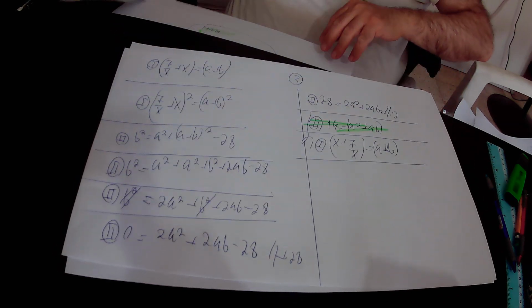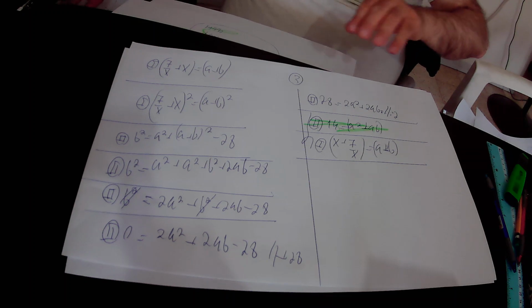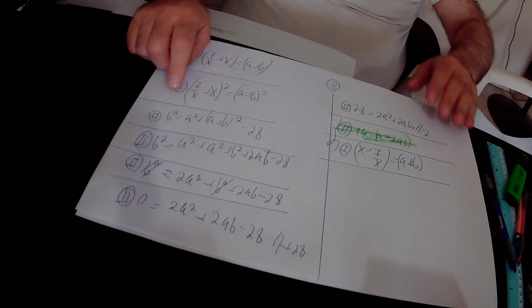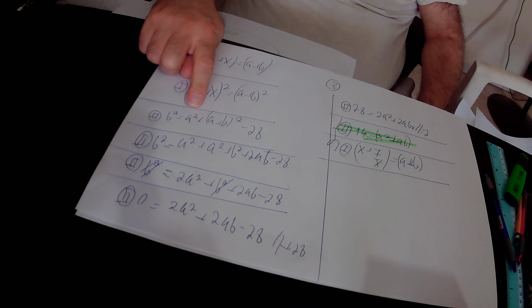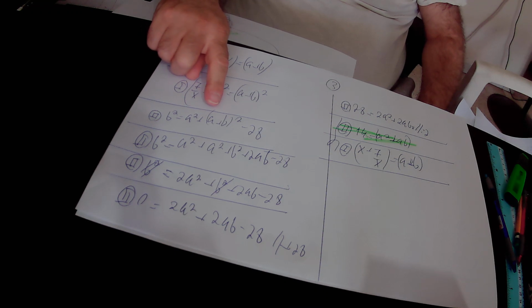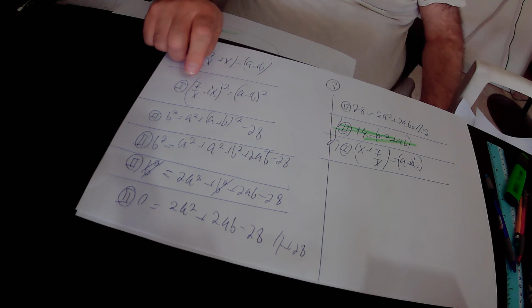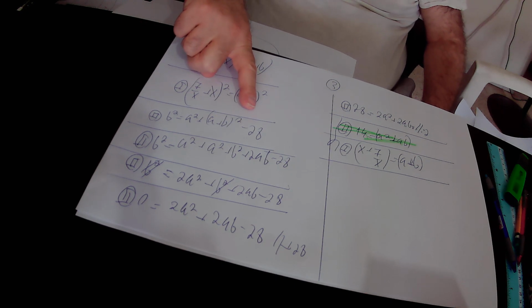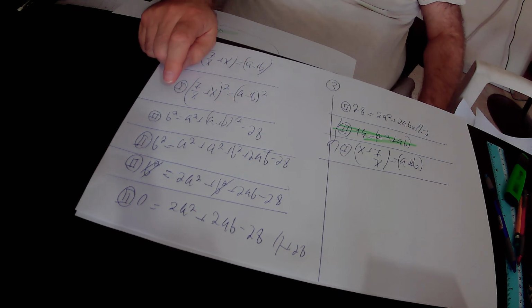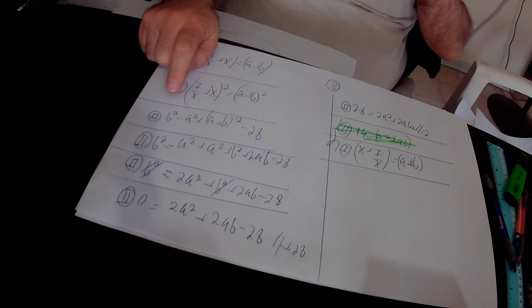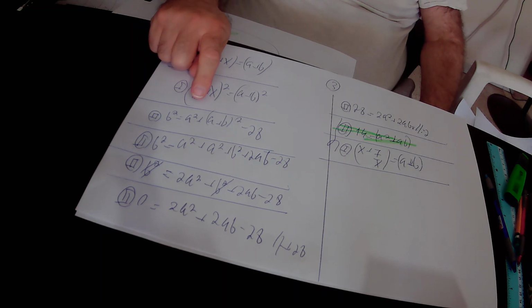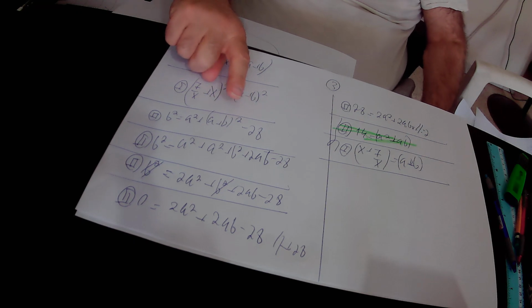So we did it and found out actually that according to equation 2, b square equals a square and 7 over x plus x square equals a plus b square minus 28. And we have minus 28 in equation 2. So we copied minus 28 from the equation 2. So in total, according to equation 2, we actually found out that b square equals a square plus a plus b square minus 28.